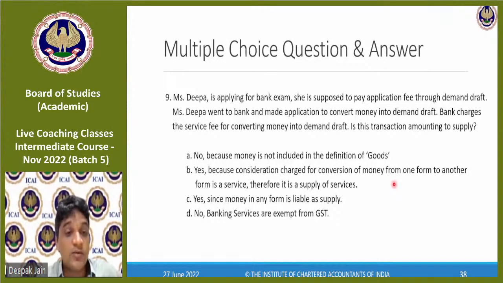Is this transaction amounting to supply? No, banking services are exempt. No, banking services are not exempt. Banking services are liable to GST. Only interest, I said, was exempted. So it is not D. The correct answer is B, because consideration charged for conversion of money from one form to another form is a service. Use of money is excluded, but conversion is liable to charge as a service. So it is treated as a supply of service.